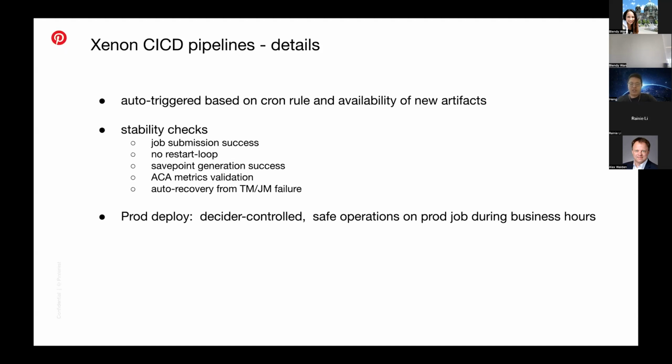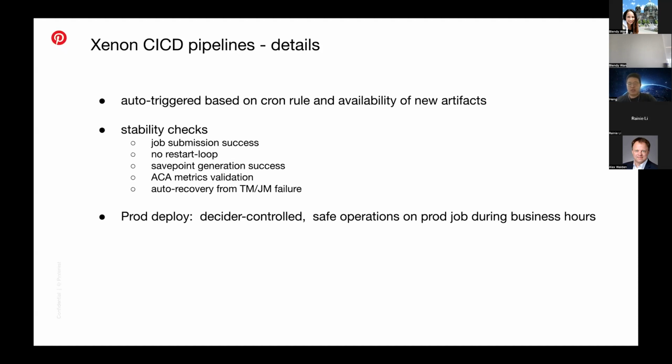And after we do these checks, we check metrics. So we use an internally built framework called the ACA metrics validation framework. Basically, for each pipeline, we can add a list of metrics we want to validate. This can be any metrics, system level metrics, Flink job metrics, or user-defined metrics. With these metrics and the thresholds we specified, we can decide if the job is working okay or not, and is generating the expected results or not.